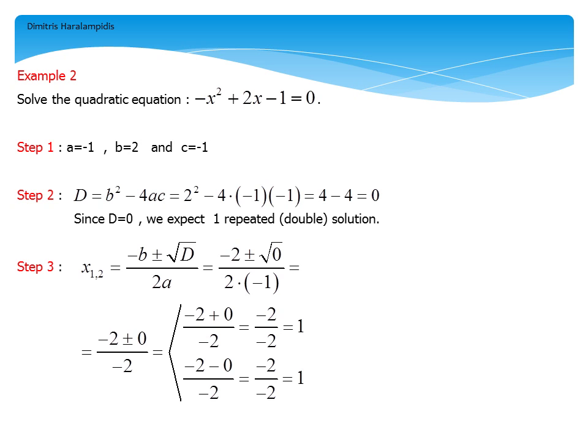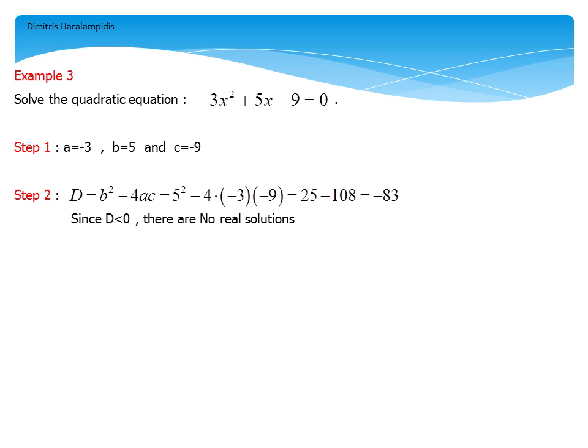In order to find that solution, we use the quadratic formula x1,2 equals negative b plus or minus square root of discriminant and all that over 2a. And if in that formula we substitute the values of a, b, and c, we can find that that double solution equals 1.